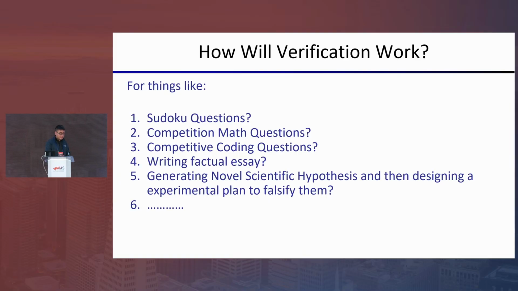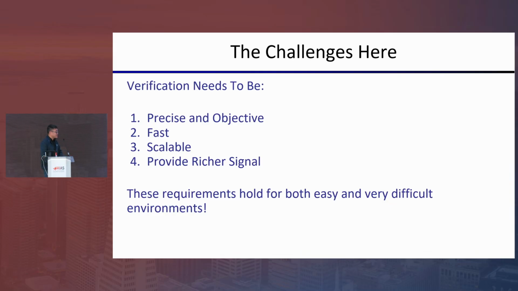So generally, what has been observed in the community is that we are able to make very fast progress when verification has the following properties. First of all, it's precise and objective. Secondly, it's very fast, because AI needs to consume lots of compute on GPUs. So we actually need to try lots of attempts all at the same time.